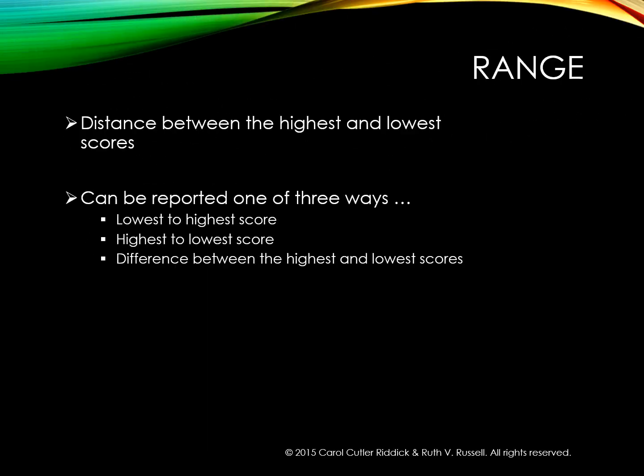Range is very simple. It's the distance between the highest and lowest scores and can usually be reported in one of three ways. The first two are the most common. We can go from the lowest to the highest score or the highest to the lowest score. So if the scores range from 5 to 15 or from 15 to 5, usually people go with the lowest score first, so 5 to 15. The third way to look at it is the difference between the highest and lowest scores.